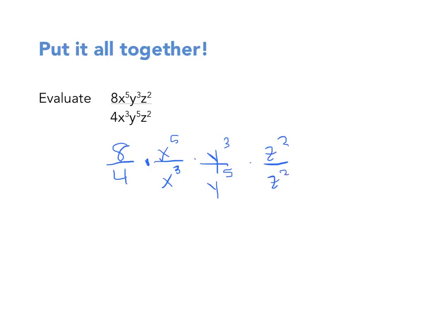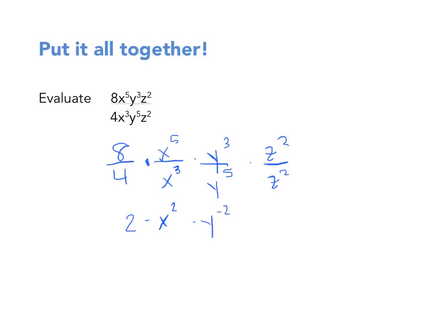Now we know with division that we subtract our exponents, but we have coefficients here. We're going to treat them with the same rule. So 8 divided by 4 is 2. X to the fifth over x to the third, we subtract those exponents, so we get x squared. We have y to the third divided by y to the fifth. We subtract those exponents. 3 minus 5 is negative 2. So we have y to the negative second.